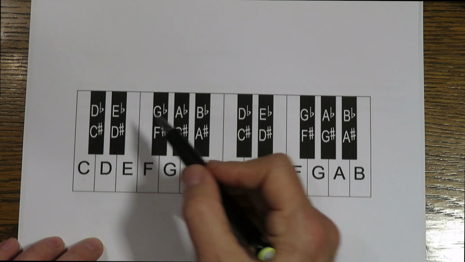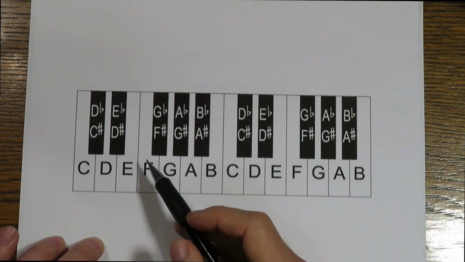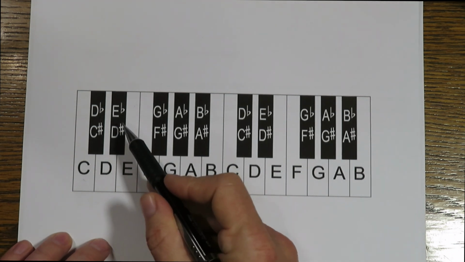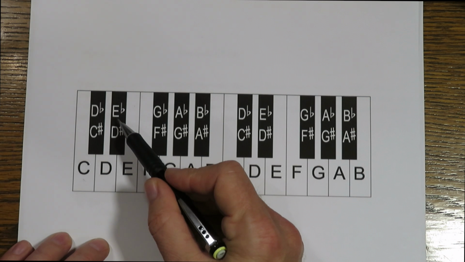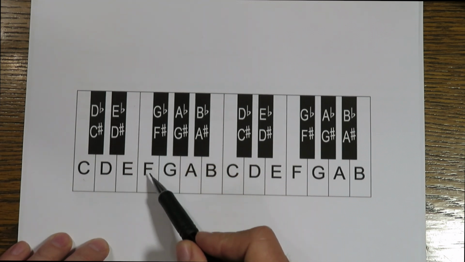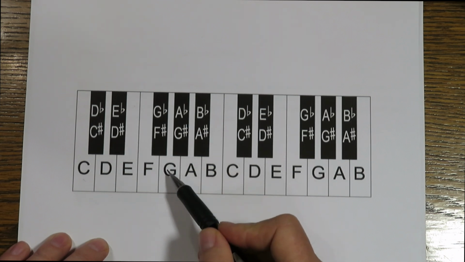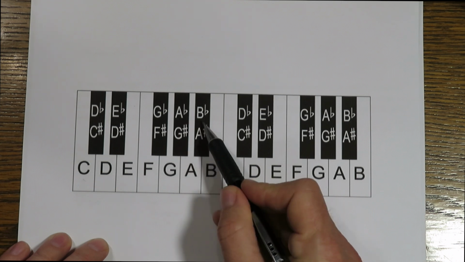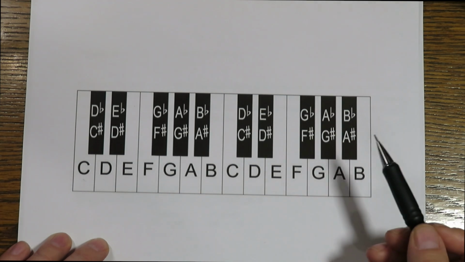Right? B, E, A, D, G, C, F. Breakfast eating after donuts gets Charlie fat. All right, remember that. Now, we can also do this by using our whole step, half step rule. So, if you start on E flat, a whole step from there is F. Whole step to G, whole, whole, half, whole. So, E flat, A flat, and B flat.